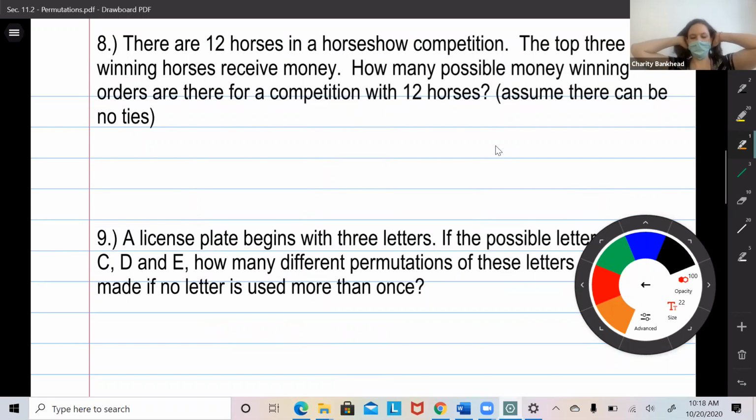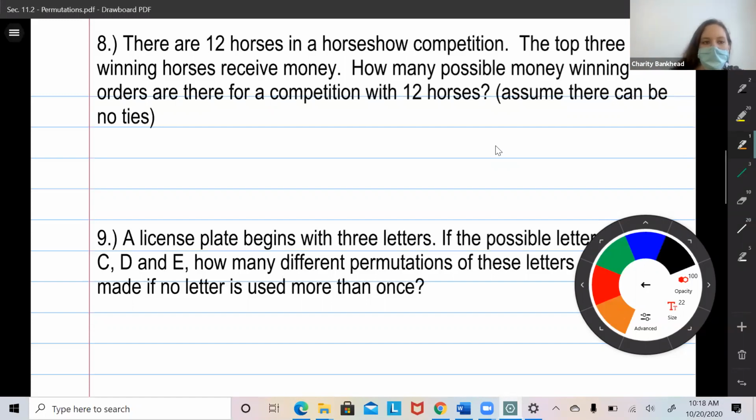So these can be calculated using the fundamental counting principle or the multiplication principle that we used in the last section, but this is kind of a shortcut for doing that.